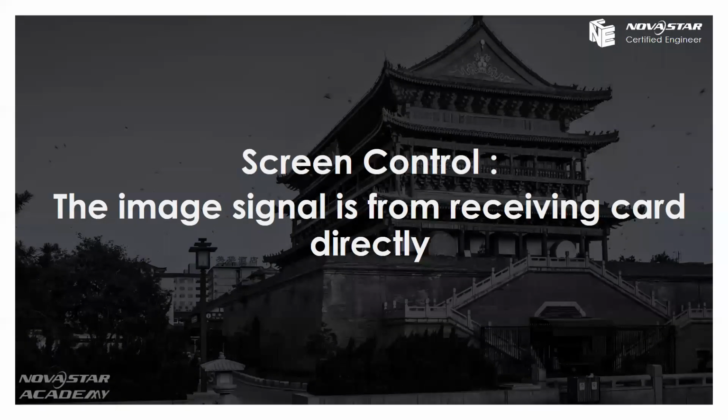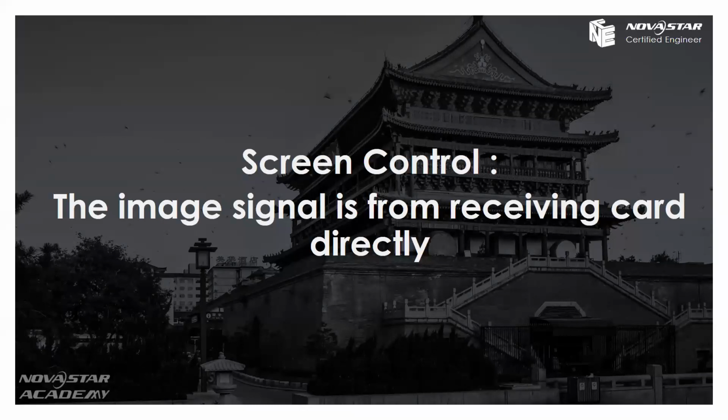For the screen control, the image signal is from the receiving card directly. So when we use the screen control to send some command, like a pure color, red, green, blue, to your cabinets, the signal is from the receiving card directly. Just like you press the self-test button on the back side of your cabinet. So maybe sometimes when we're doing the onsite installation, especially if it's a fine pitch cabinet, we need to confirm whether these cabinets have some dead pixels or not.